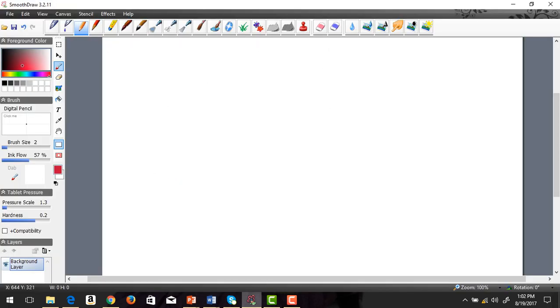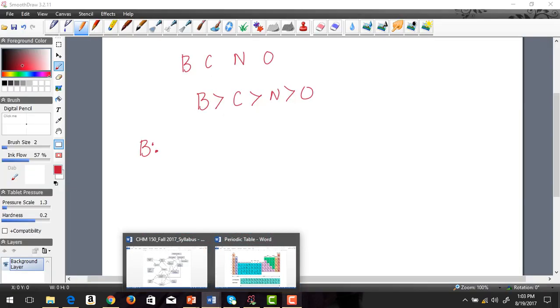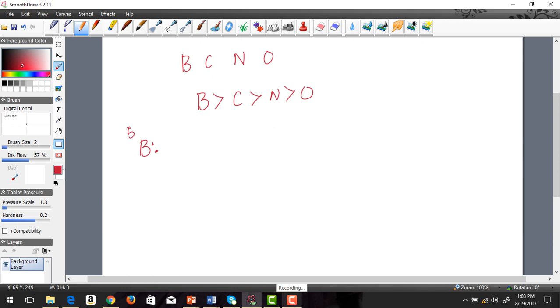Okay, I had boron, carbon, nitrogen and oxygen, and this is what I had. Boron is bigger than carbon, is bigger than nitrogen, is bigger than oxygen. If you write the electronic configuration of boron, going to the periodic table, it's atomic number 5. So that means it's got 5 electrons, right? So it's 1s2, 2s2, 2p1, right?